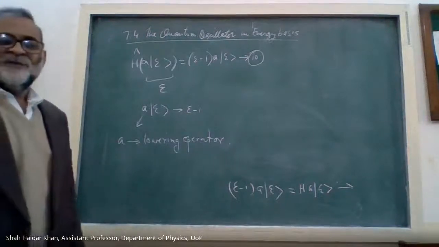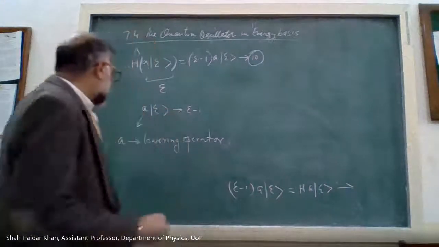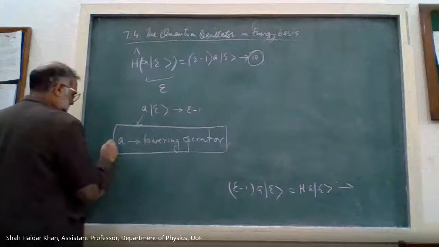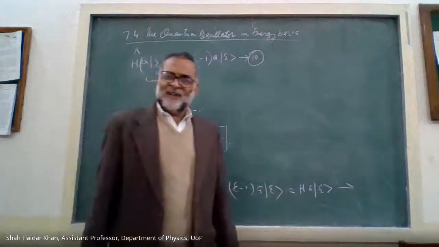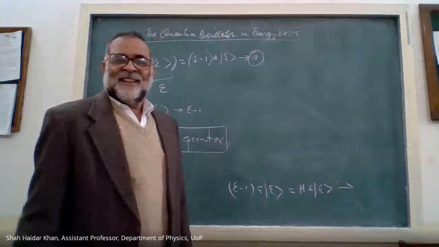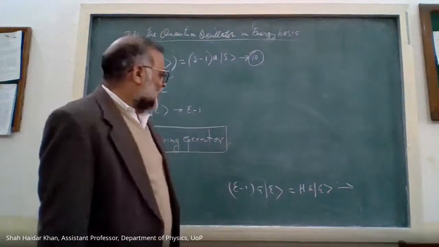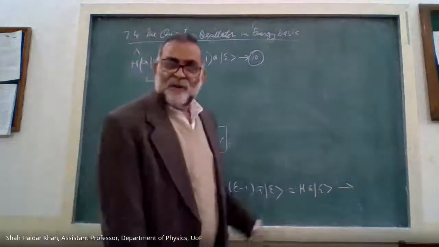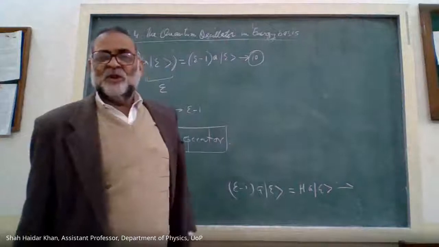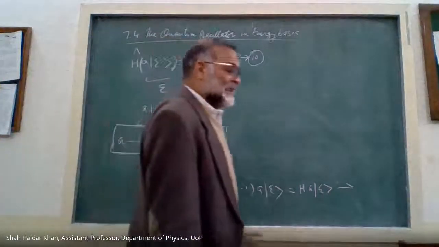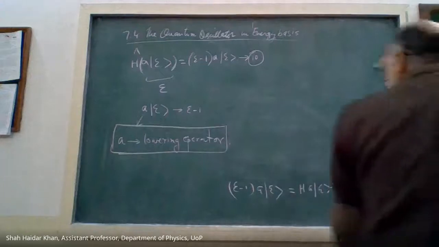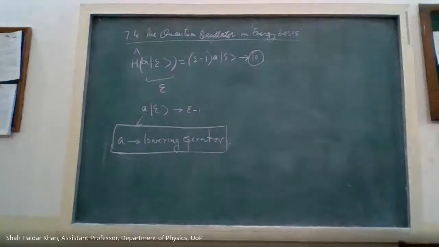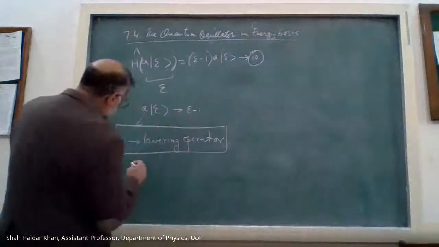So what do we call it now? A, what is the name of A now? Lowering operator. The name of A is now lowering operator. Right? Now, what happens if we do the same thing with A dagger? What does it do?